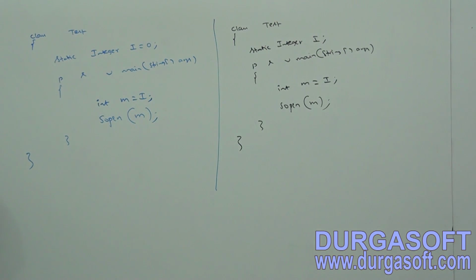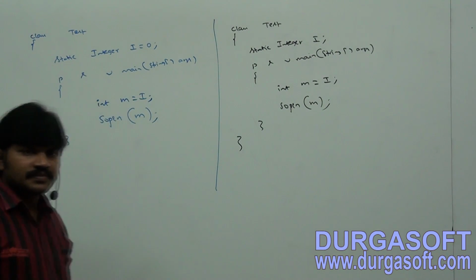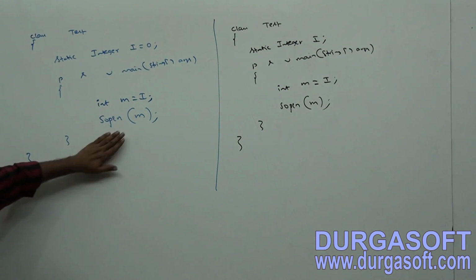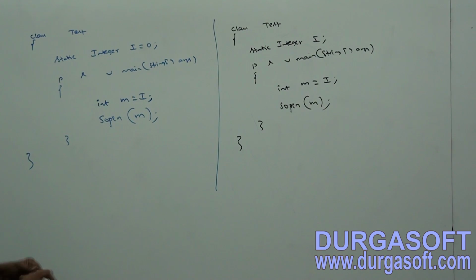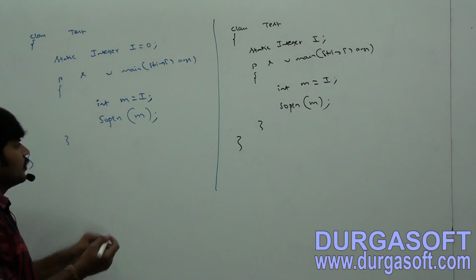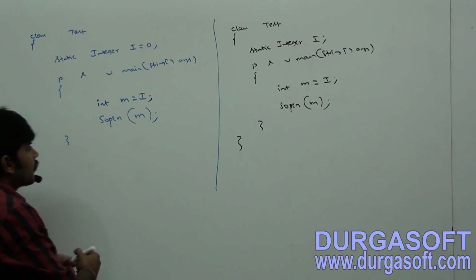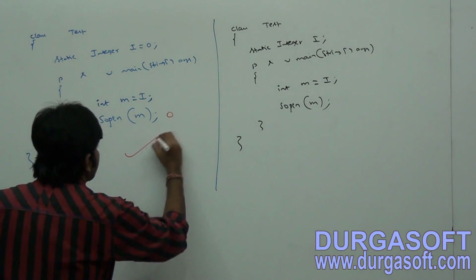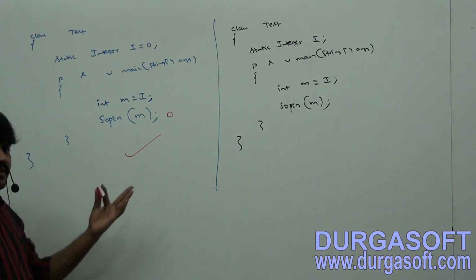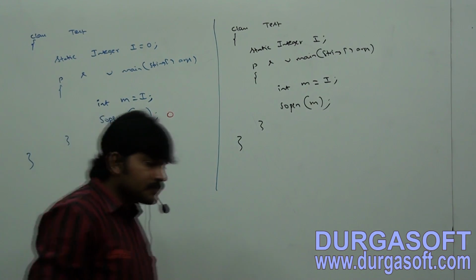Can you tell what is the answer in the first case? What is the answer in the second case? In the first case it is 0, no problem. Happily, the output by default we are going to get is nothing but 0. No issue at all.